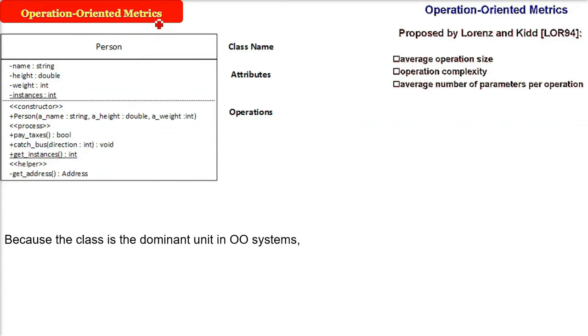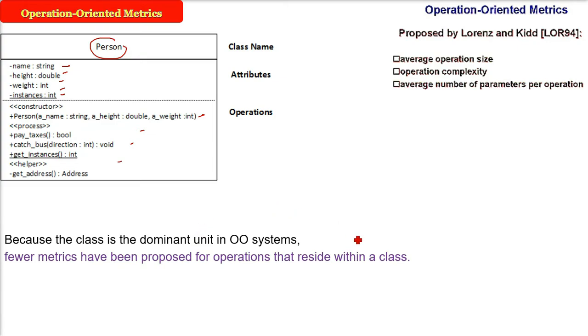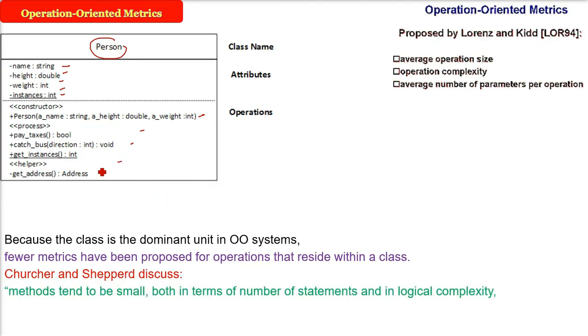Operation-oriented metrics. Operation is all about the function, the procedure, whichever way you call it. The operation or the function is working on the attributes in the class which are being encapsulated. So whenever we talk about an object-oriented system, we generally talk about the class, other things we don't talk. So there are metrics which are proposed mostly on a class basis, not about the operations in the class.